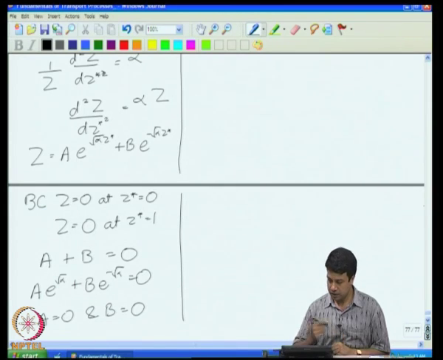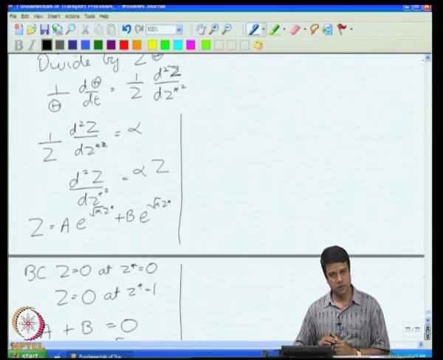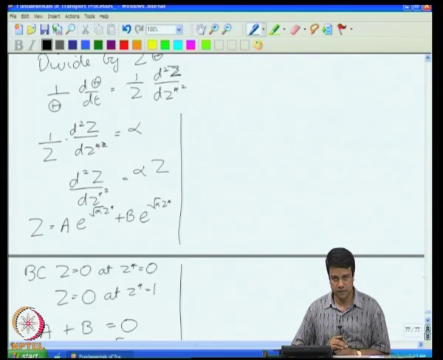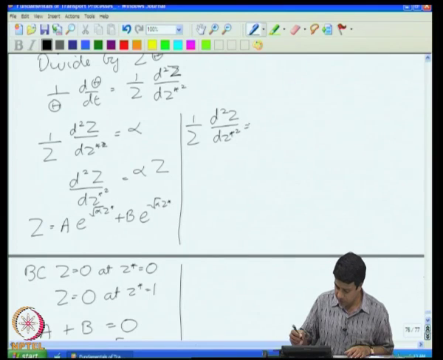Now, that was because I happened to choose a value of alpha which was positive. What happens if I choose a value of alpha that is negative? So, let us look at that. This was one particular choice of alpha. Let us look at some other negative choice of alpha. So, I will take the equation of the form alpha is equal to minus some constant square.